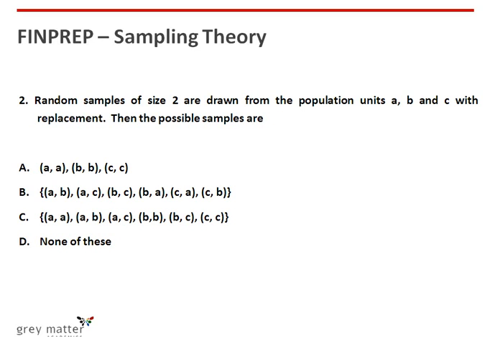Question number 2. Random samples of size 2 are drawn from the population units A, B, and C with replacement. Then the possible samples, we can find out from the options. Because there is a repetition or a replacement, it is option C, which says AA, AB, AC, BB, BC, CC. In fact, the total number of samples with replacement should be 9, that is 3 squared, 3 into 3, because there are 3 elements and you are picking samples of size 2.